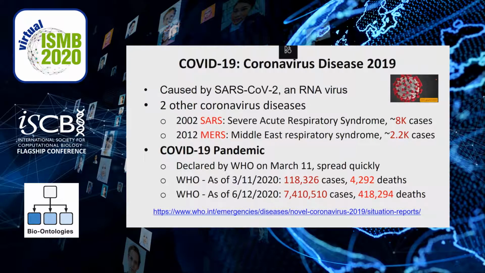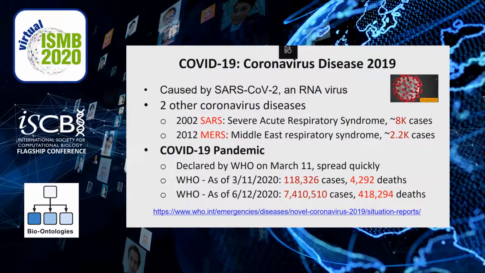And I will present some basic background. COVID-19, as we all know, stands for Coronavirus Disease 2019, which is caused by SARS-CoV-2, which is an RNA virus. If you look at the history in the past 20 years, there are two other human coronavirus diseases, which are SARS and MERS. And they actually cause much less deaths overall.